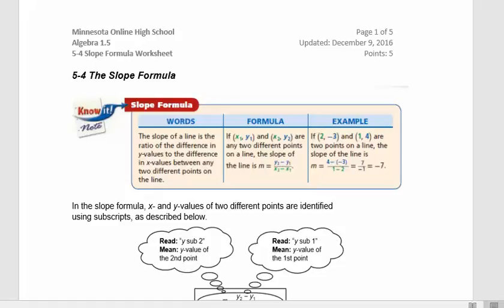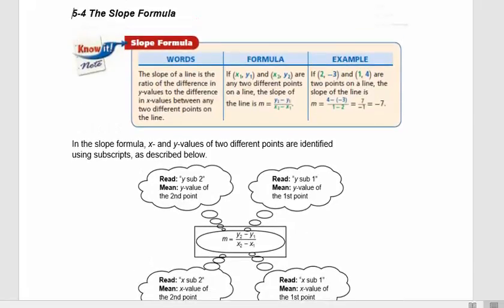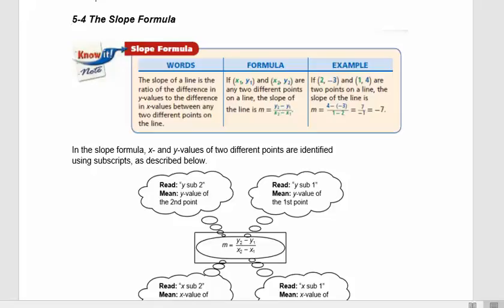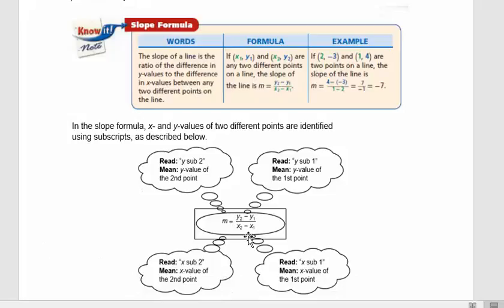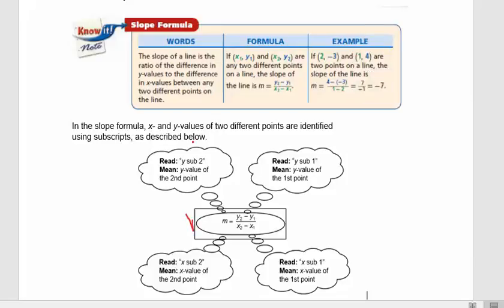But now we're going to look at how you find the slope if you just have 2 points that are on the line. So we have a formula for this, and the formula is that m is equal to y2 minus y1 over x2 minus x1. So that's what's in this box right here, and it's also written here. Now, what is y2 and y1 and x2 and x1? Those come from the points that you're given on the line. For example, let's say that we have a line that has the points (2, -3) and (1, 4).